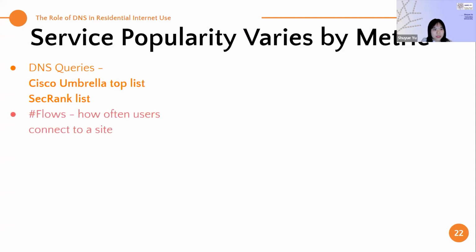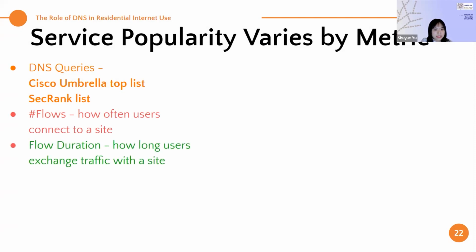The number of flows, which represents how often users connect to a site. Flow duration, which represents how long users exchange traffic with the site. And last, the number of bytes, which represents traffic volume. And we plot this figure.